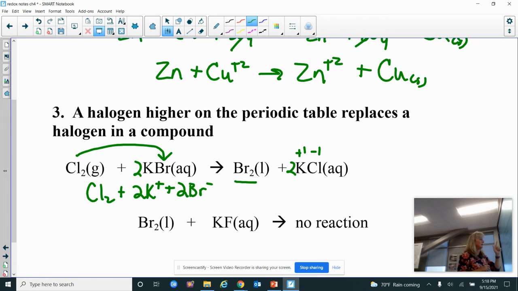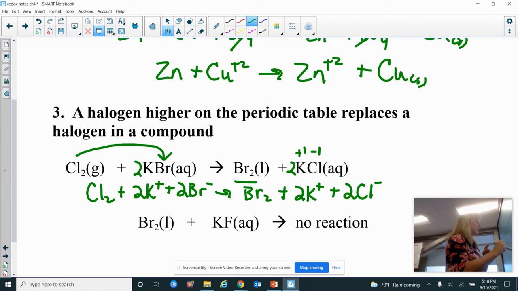So the chlorine replaced the bromine. So then Br2 is a pure liquid. It's not split up into ions. And then this is aqueous, so 2K plus 2Cl minus is what that splits up into. So then the only thing that cancels are the 2K pluses.